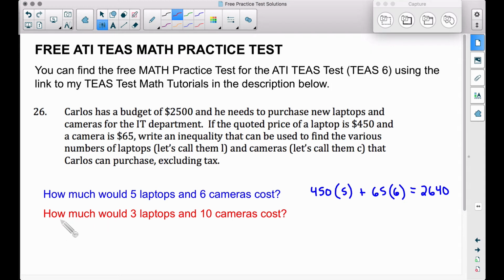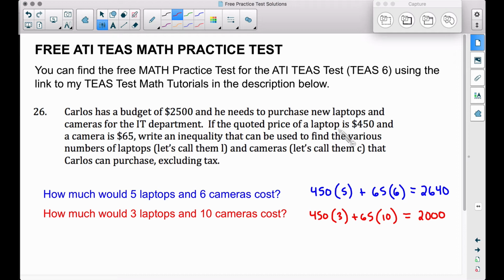Let's look at this one here in red. How much would 3 laptops and 10 cameras cost? What I've done here is I've used the same equation, except I've replaced the 5 and the 6 from the blue example with a 3 and a 10 because we're taking $450 per laptop times 3 laptops plus $65 times 10 for the 10 cameras. That's going to total $2,000. Carlos could purchase 3 laptops and 10 cameras because that is not exceeding his $2,500 budget.